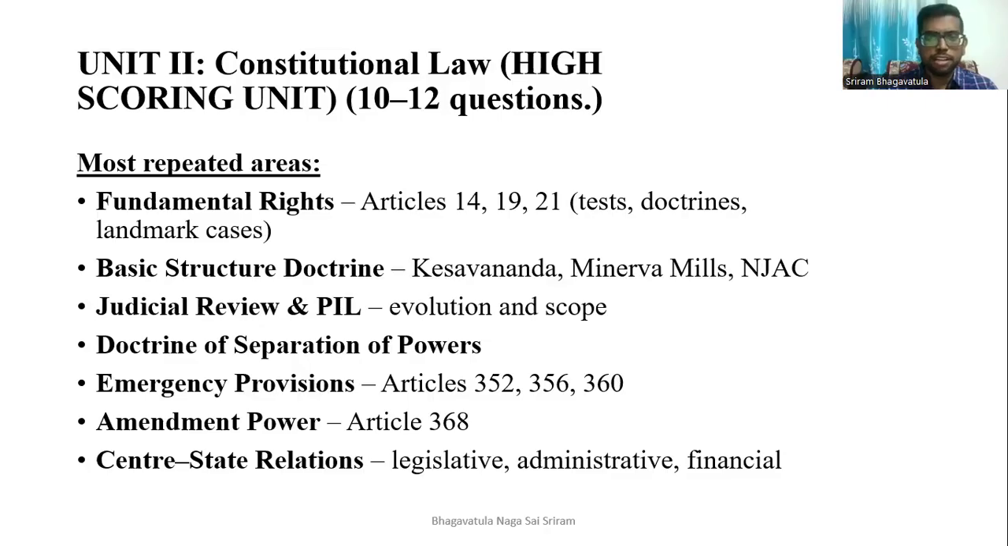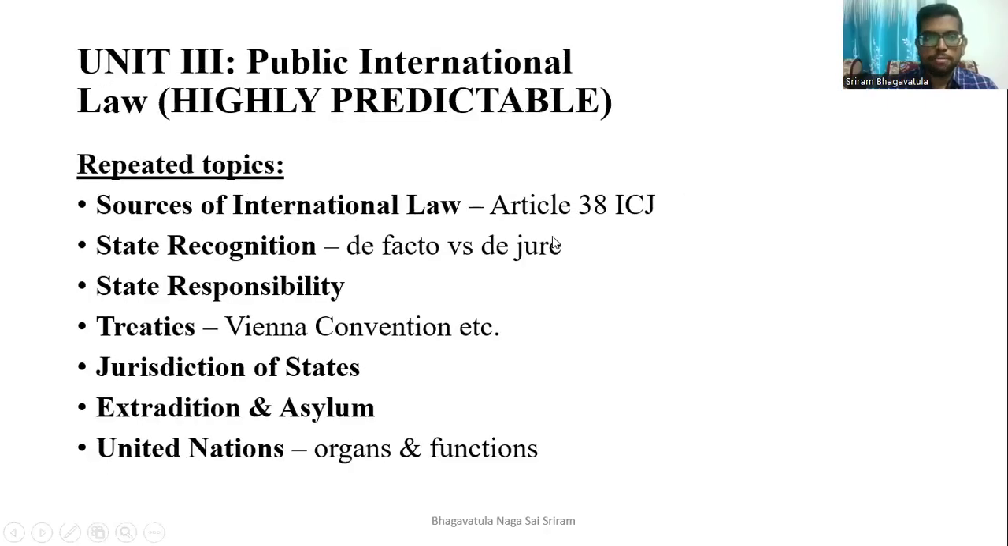The next unit is public international law. This is highly predictable because you need to focus on some concepts. The repeated topics are the sources of international law, the different types of sources, whether they are treaties, customs, and very specifically Article 38 of the Statute of the International Court of Justice, which talks about the important sources of international law, whether juristic writings can be considered a source, or whether case laws can be considered a source, etc.